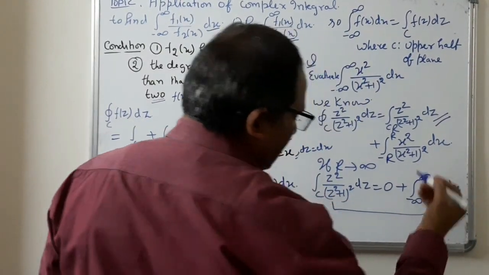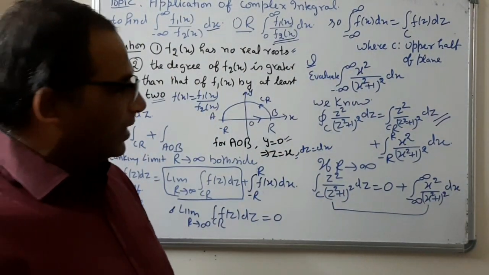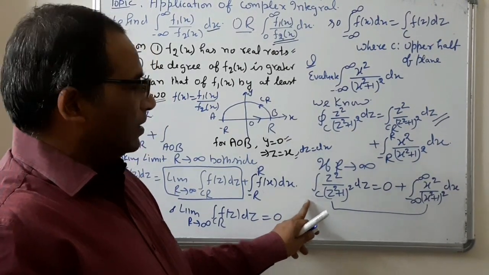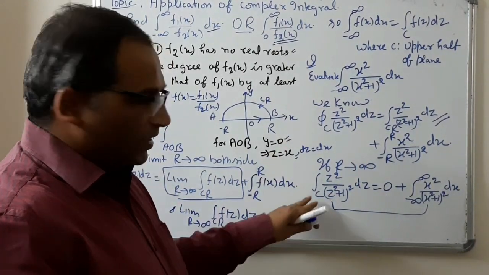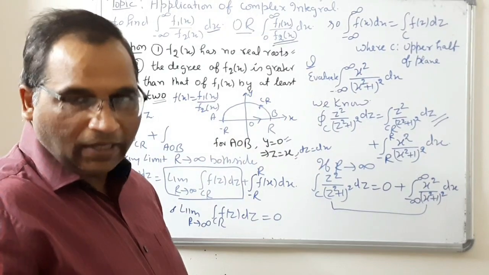So always we can write that the integral from minus infinity to infinity of f(x) dx can be written as the integral on C of f(z) dz, where C is the upper half of the plane.